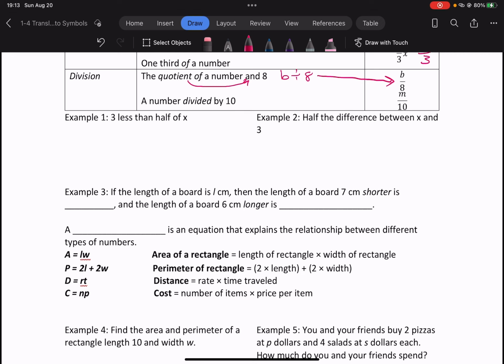Example 1, we'll do this real quick. "3 less than." Remember, "less than" and "more than" are the reverse ones. So I know it's a minus, and I know my 3 is going to go after the symbol. So I put my 3 here, and the x must go before. So that's x minus 3.